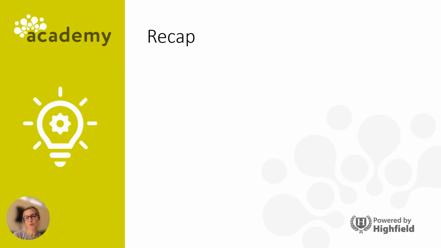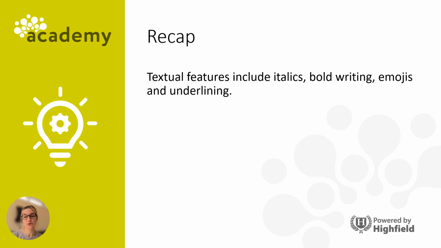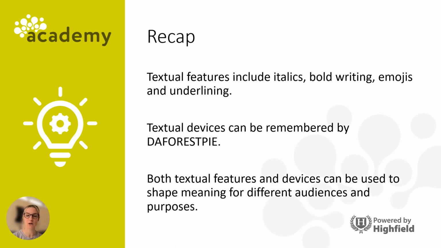Okay, so let's recap what we've learned overall. We know that textual features include things like italics, bold writing, emojis and underlining, etc. We know that textual devices can be remembered by DeForest Pie. And we know that both textual devices and features can be used to shape meaning for different audiences and purposes.